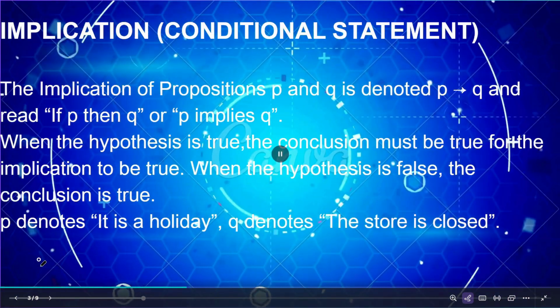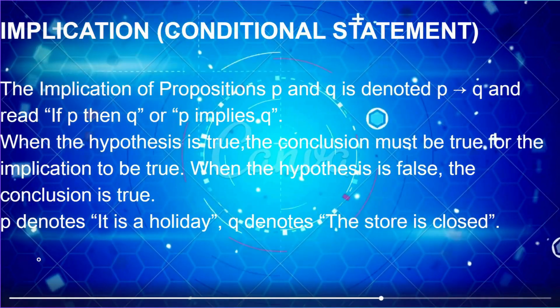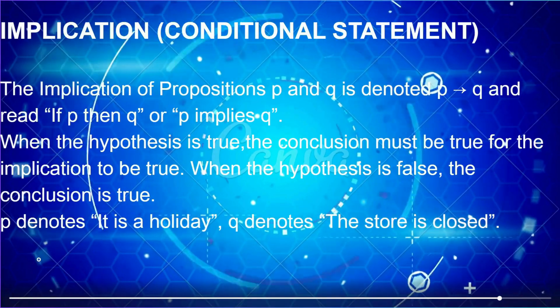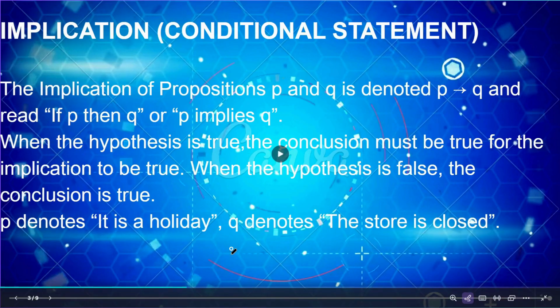These are the implication as conditional statement. The implication of propositions P and Q is denoted and read if P then Q, or P implies Q. When the hypothesis is true, the conclusion must be true for the implication to be true. When the hypothesis is false, the conclusion is true. P denotes it is a holiday and Q denotes the store is closed.